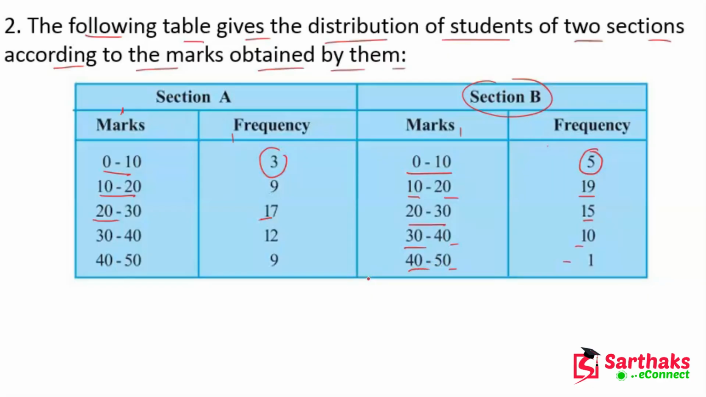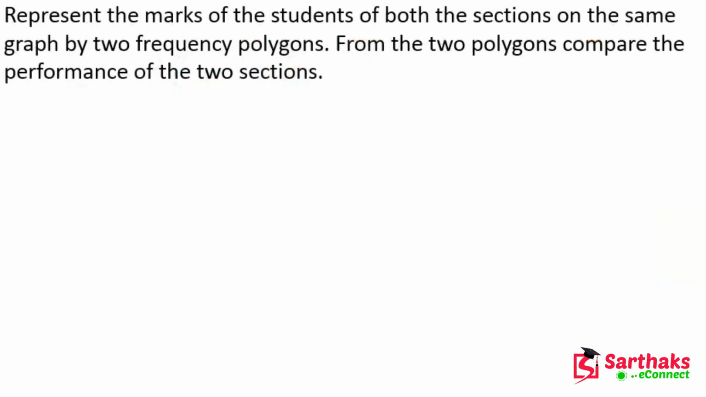Got it? Now we have to represent the marks of the students of both sections on the same graph by two frequency polygons, and from the two polygons compare the performance of the two sections, section A and section B. So first of all, to make a frequency polygon, we have to plot the class marks.